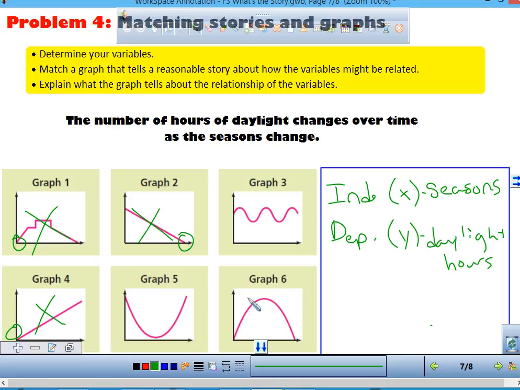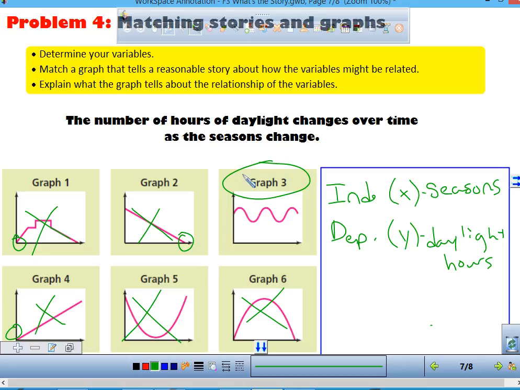Graph 6 hits 0. Graph 5 doesn't quite hit 0, but it gets very close. I would say not graph 5 because we do not have a day where we only have 1 hour of daylight. We have at least a good number of hours of daylight throughout the entire year. It's just that it does fluctuate a couple hours here and there. So that means graph 3 is going to work.